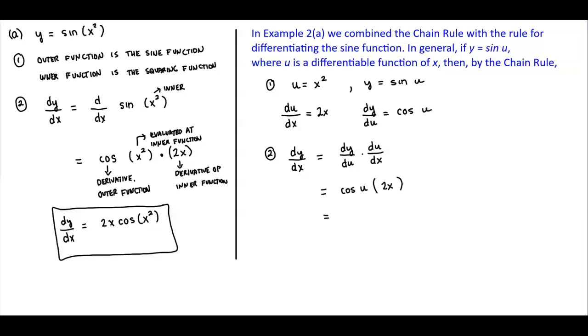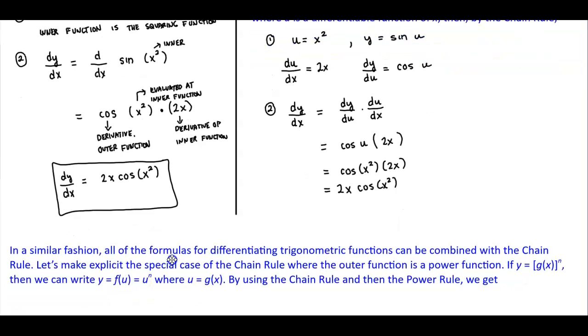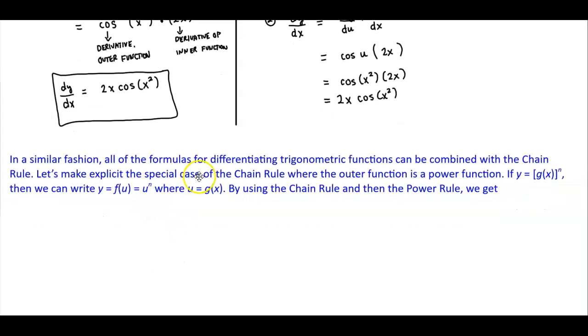And we know that u represents x squared. So this is the cosine of x squared times 2x, which gives us the same result, 2x times the cosine of x squared. And so here we can say that in a similar fashion, all of the formulas for differentiating trigonometric functions can be combined with the chain rule. So let's make explicit the special case of the chain rule where the outer function is a power function.